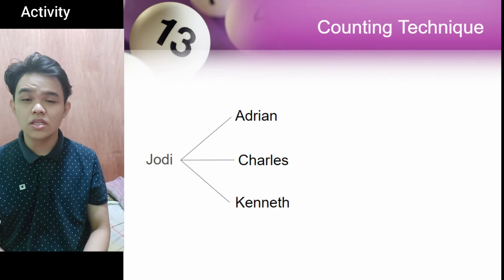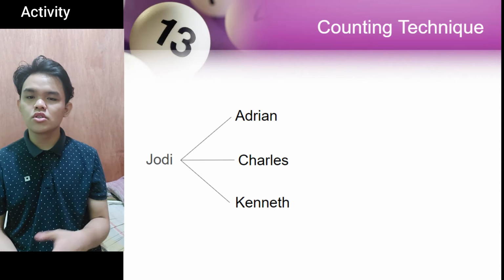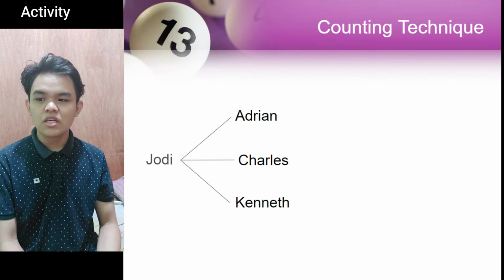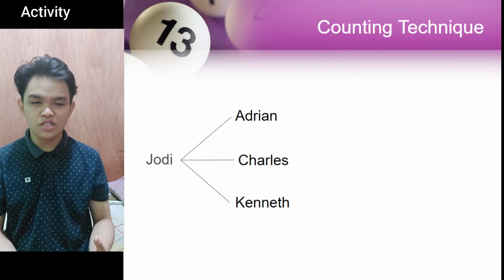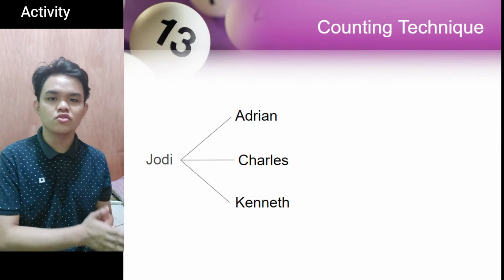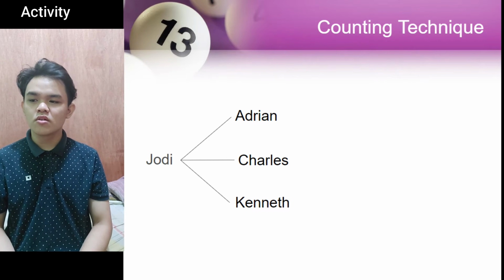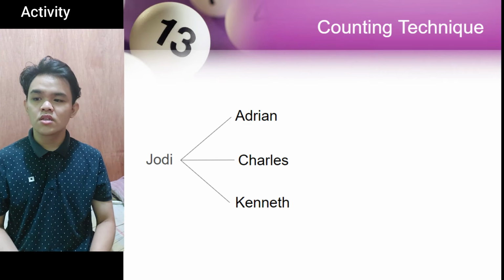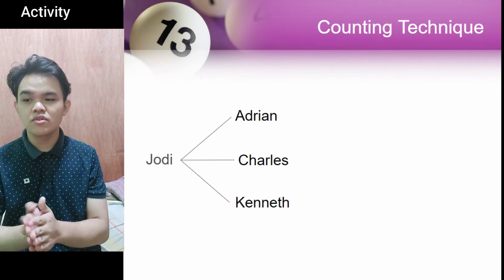This is the counting technique that goes on your mind when we did the activity. Like for example, Jody shook hands with Adrian. On Adrian's perspective, Adrian shook hands with Jody. Now, I ask you, is it the same that Jody shook hands with Adrian and Adrian with Jody? And yes, it is the same. Remember this combination. Order is not important. Jody shook hands with Adrian, but Adrian also shook hands with Jody.